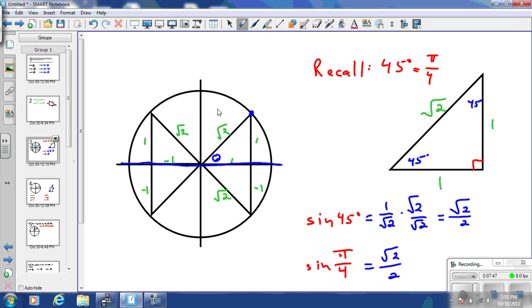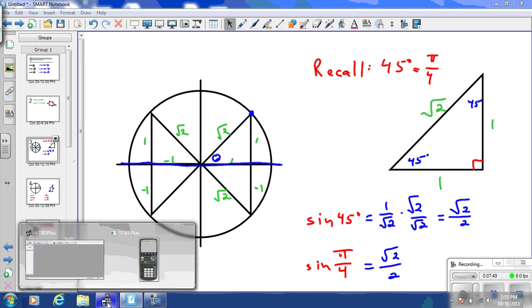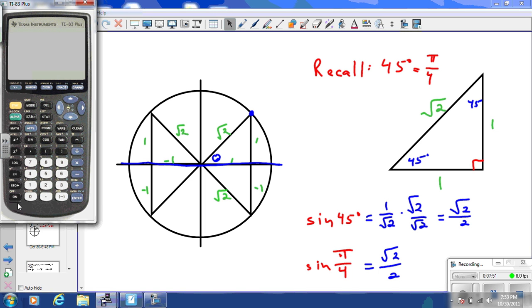I'm going to demonstrate that real quick just to reinforce that a little bit with you. Right now the calculator is in radian mode. So if I type in the sine of pi divided by 4 in radians, that's an angle written in radians, we know that's the 45 degree angle. That number there is what you would get if you typed in the square root of 2 divided by 2. Let's show that. Square root of 2, we'll close those, divide by 2.